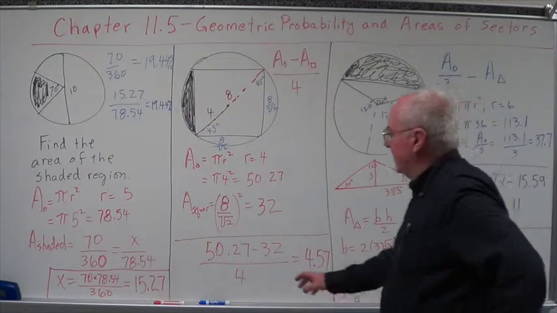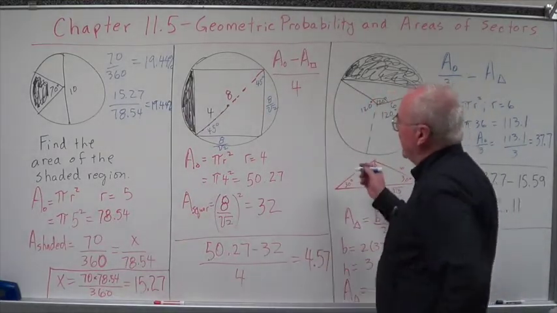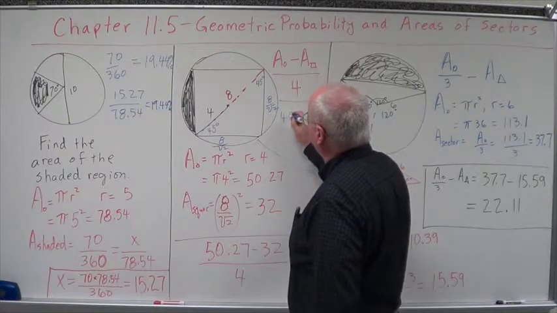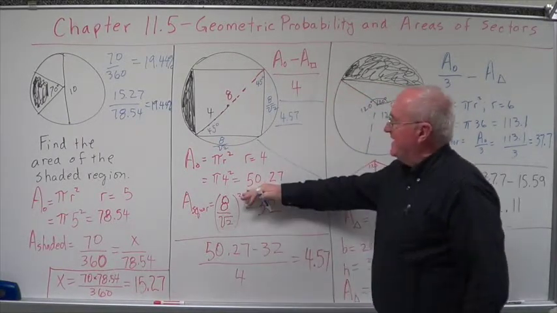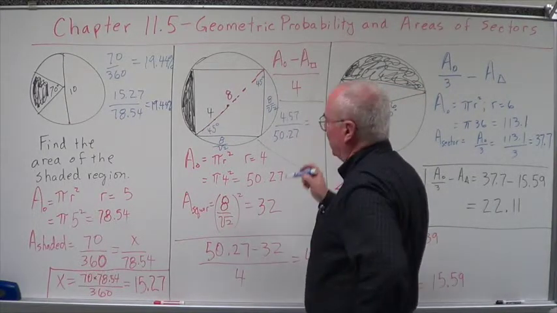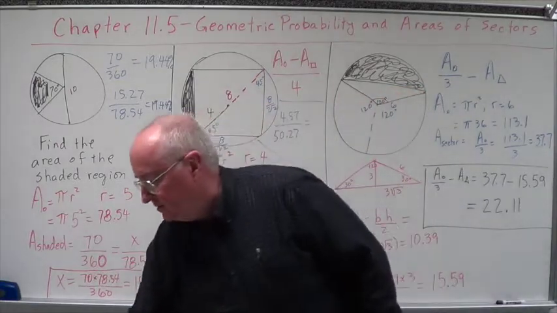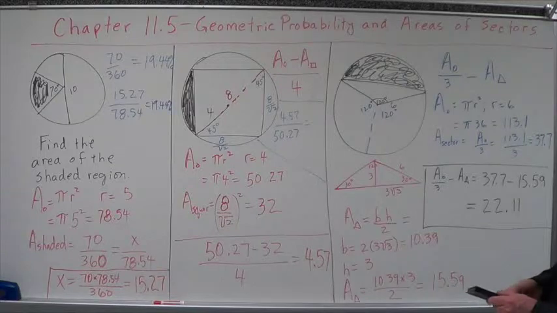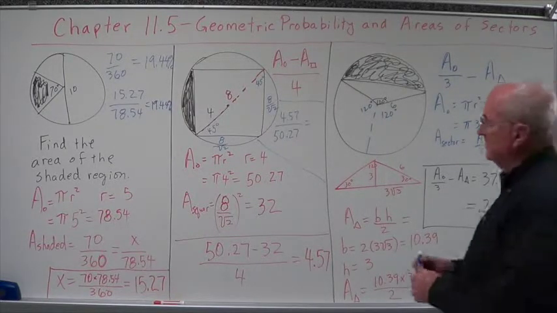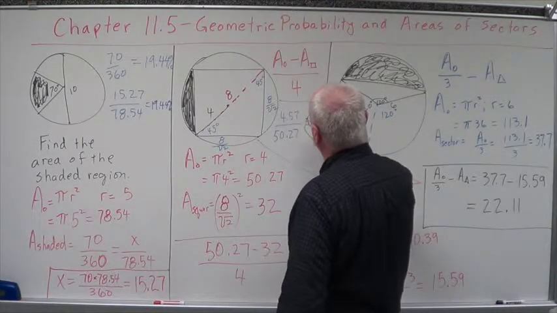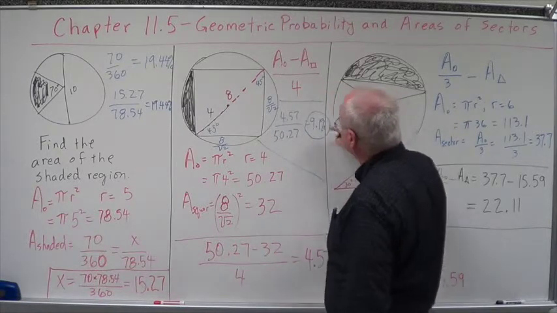Okay, that's how much is there. Now, how would we find the probability? The probability would be 4.57 divided by the entire area of the whole thing, which would be 50.27. 4.57 divided by 50.27 equals 9.1%. Okay?